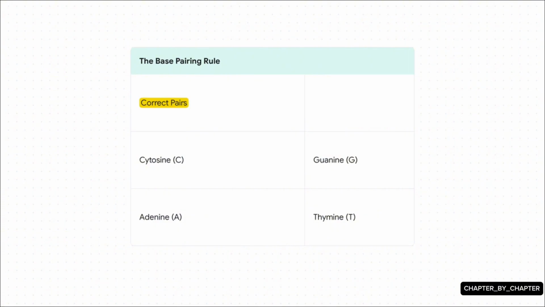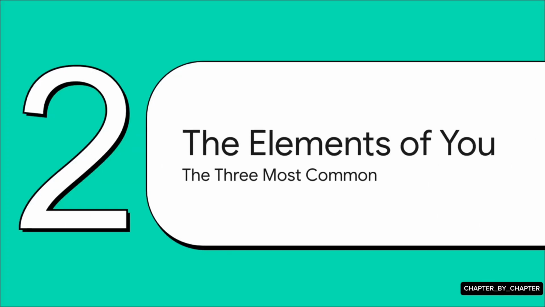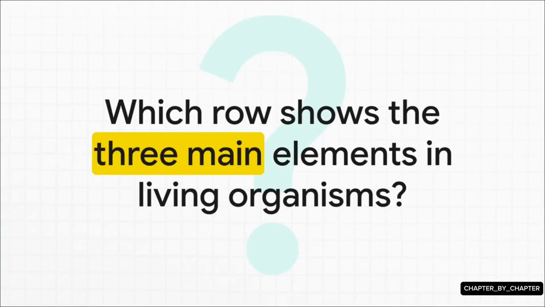Okay, so we've looked at the blueprint molecule itself. Now let's zoom out a bit. Let's look at the raw materials, the actual elements that build this stuff. So yeah, we've cracked the DNA code, but what about the raw materials? I mean, if you could break down any living thing, including yourself, into its most basic elements, which ones would you find the most of? Any guesses? Think about it for a second.